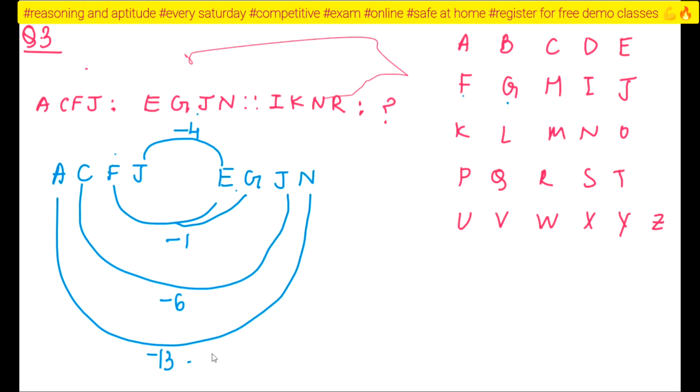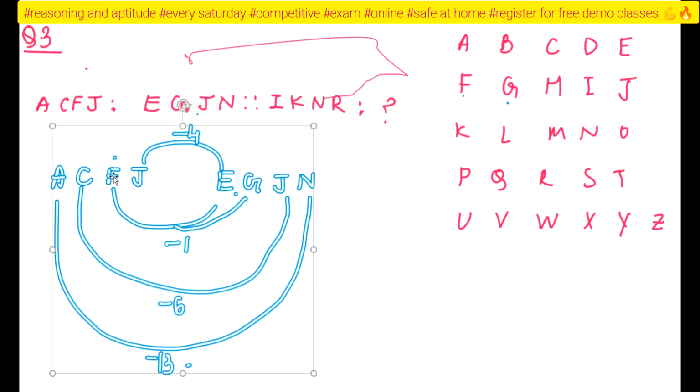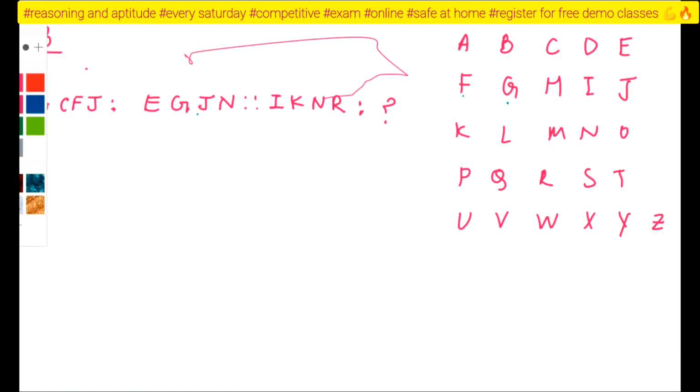And I think the answer will be 10. One more minute. I can find out one more relationship. Can you tell me one more relationship, beta? See, this is one pattern of relationship. Again, I can find out one more relationship. See, how can I find out?